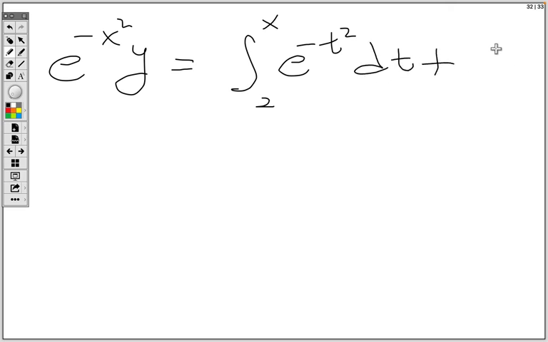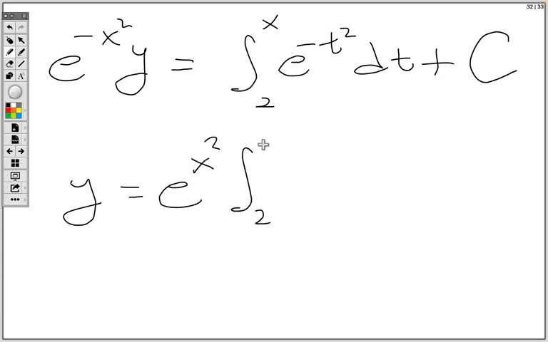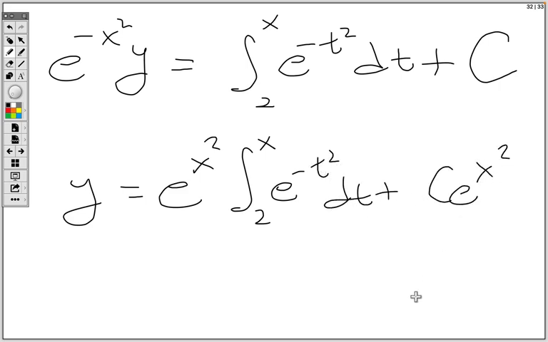Plus, of course, a what? Constant. Don't forget that constant. This is a particular antiderivative that captures them all. Now I just multiply by e to the x squared to get the y by itself. And this is one of your homework problems on the take-home. You're going to start with this, take the derivative, and show that it all works out.